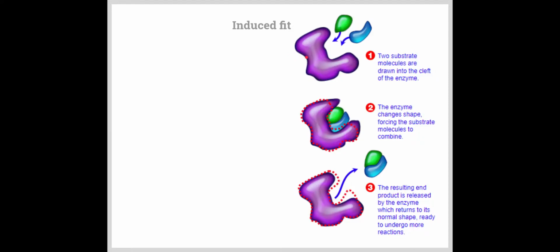Now, the induced fit model is a little bit different in that the substrate doesn't specifically bind to the active site, because it doesn't have a specific shape in order for it to bind. So what's happening here is that we've got two substrate molecules. They're drawn to the cleft of the enzyme, or the active site part, and then the enzyme changes its shape, forcing the substrate molecules to combine.